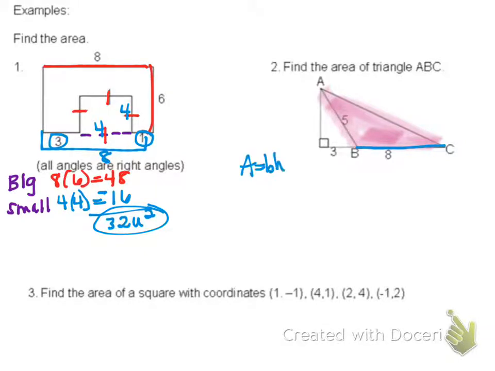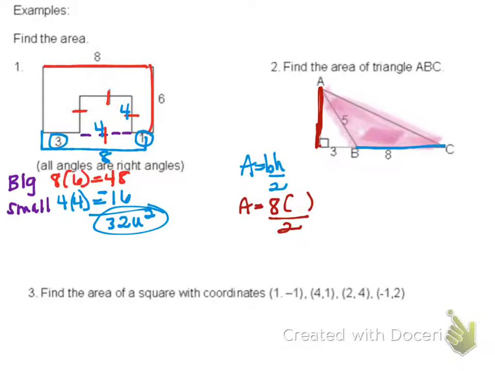So this is base times height over 2. And so my base here I know is 8. And I don't know my height. Okay, so you can see here our height was drawn in. We just need to figure that out.